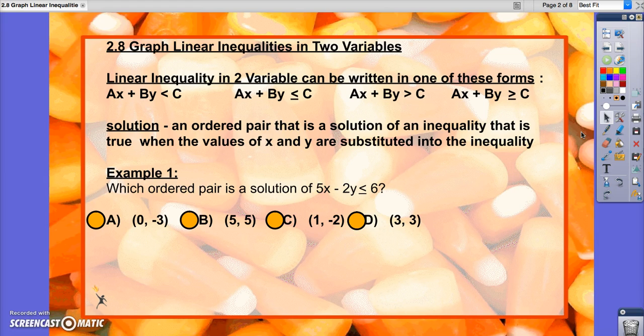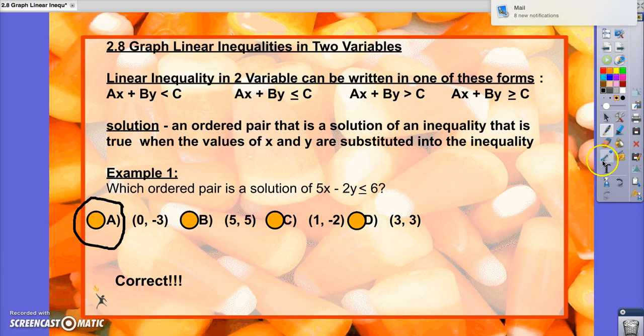So example 1: which ordered pair is a solution of 5x minus 2y less than or equal to 6? Take a minute. I want you to pause the video. What you're going to do is take each ordered pair, there are 4 of them, plug them into the original, and see which inequality statement is true. I want you to do that first before I give you the answer, so make sure you pause the video. Now, if we go through our answers, hopefully you chose letter A. It's correct. The answer is A.